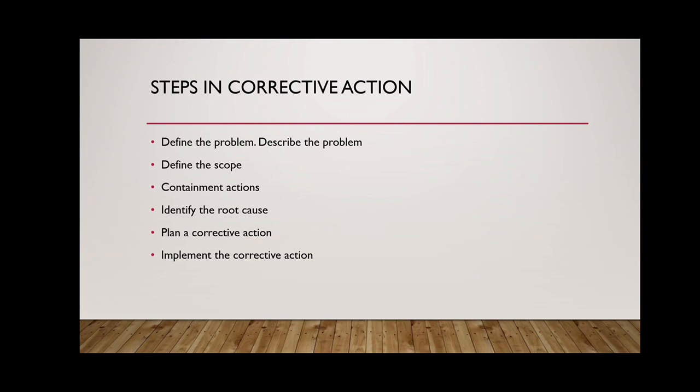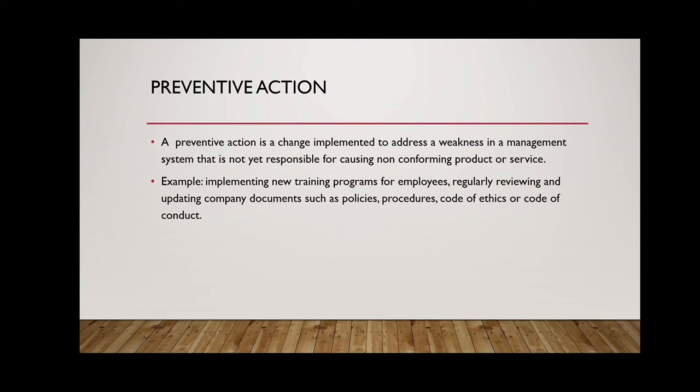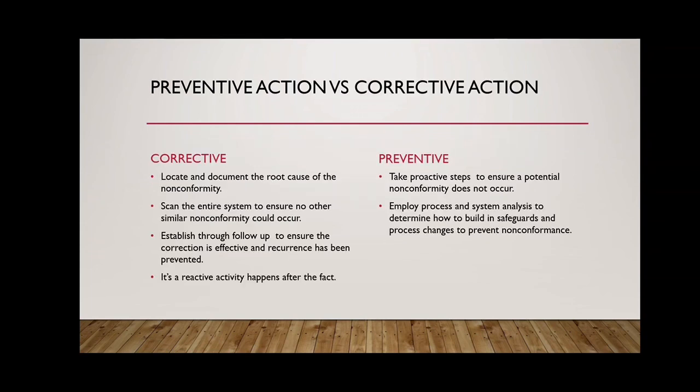The steps in corrective action are: define the problem, describe the problem, define the scope, containment actions, identify the root cause, plan a corrective action, and implement the corrective action. Preventive action. A preventive action is a change implemented to address a weakness in a management system that is not yet responsible for causing a non-conforming product or service. Example, implementing new training programs for employees, regularly reviewing and updating company documents such as policies, procedures, code of ethics or code of conduct. Preventive actions versus corrective action.